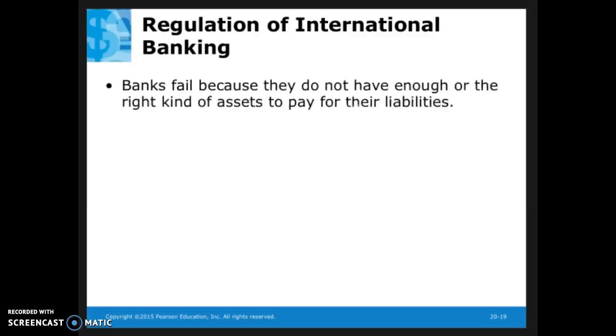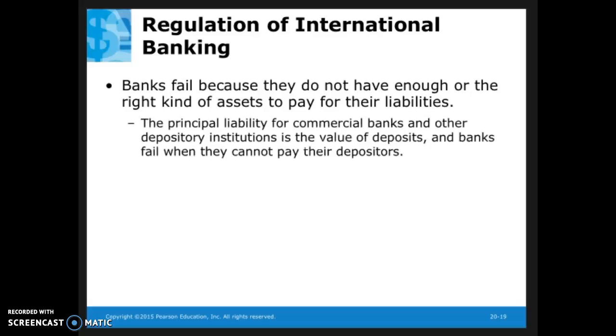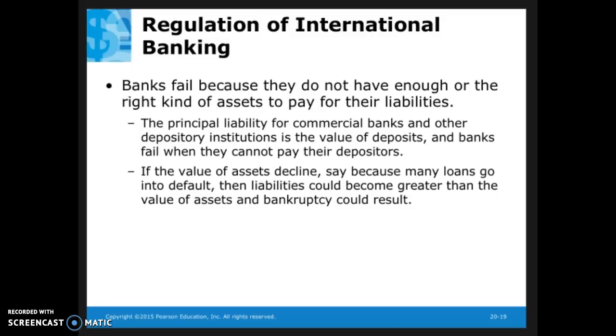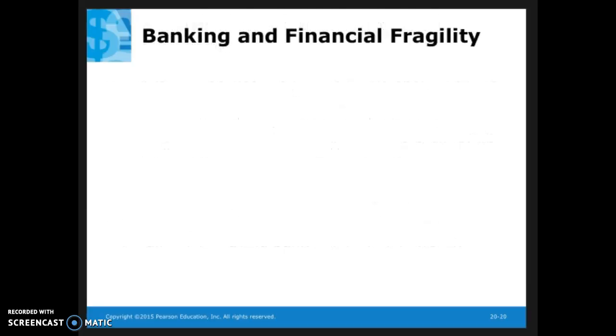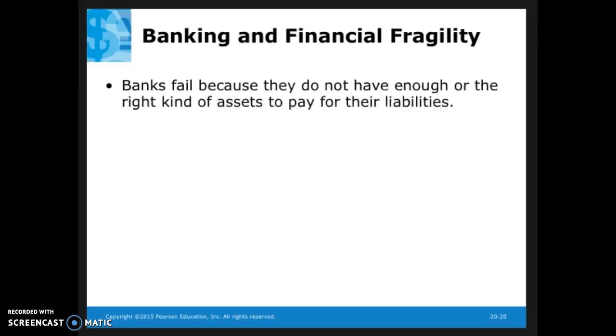So we have regulation of international banking. Banks fail because they do not have enough of the right kinds of assets to pay for their liabilities. In most countries, there are several types of regulations to avoid bank failures or their effects. So we have banking and financial fragility. It's a pretty fragile system.